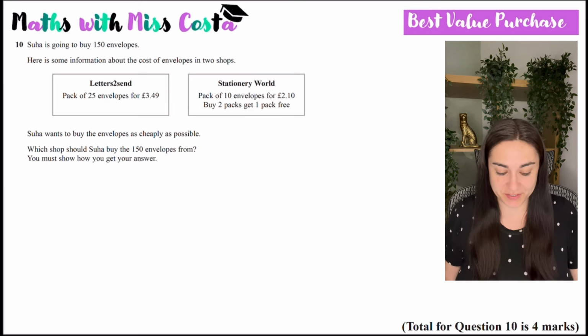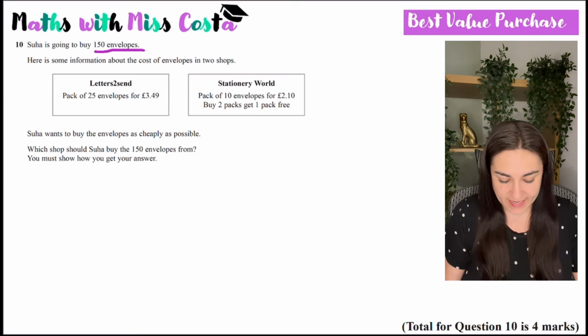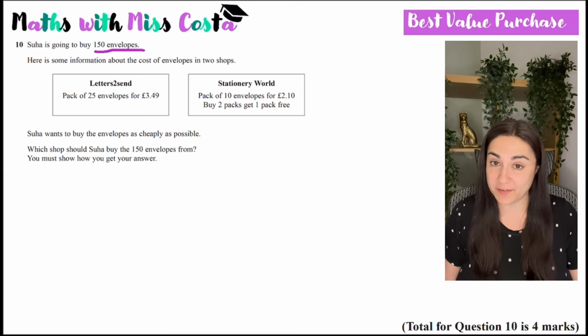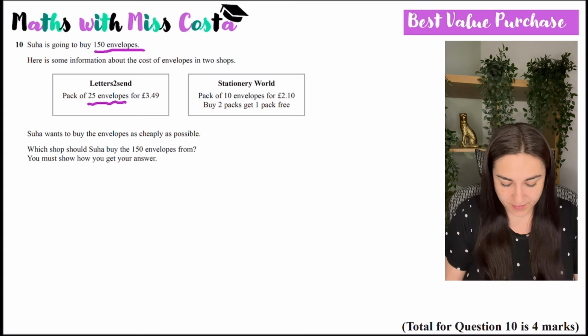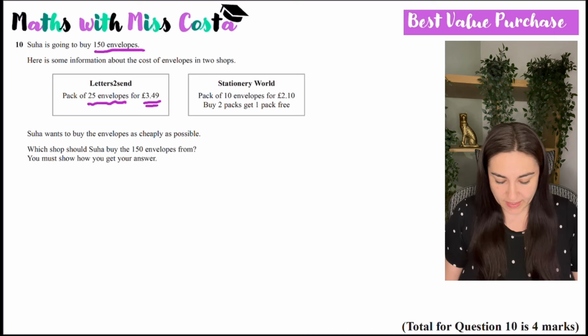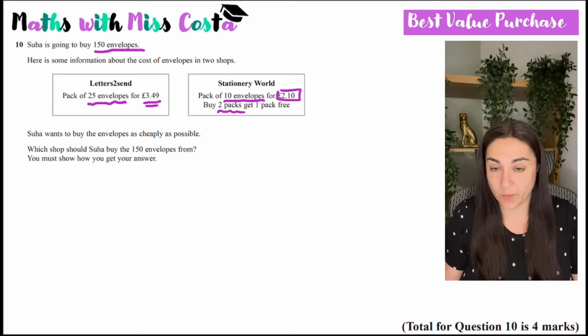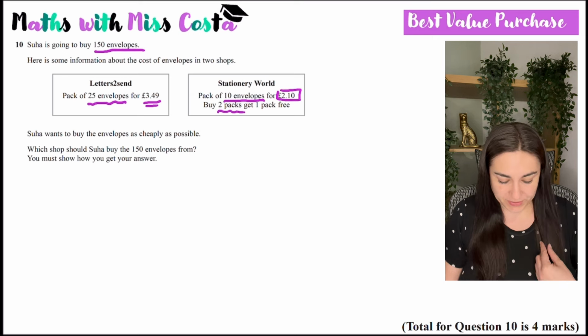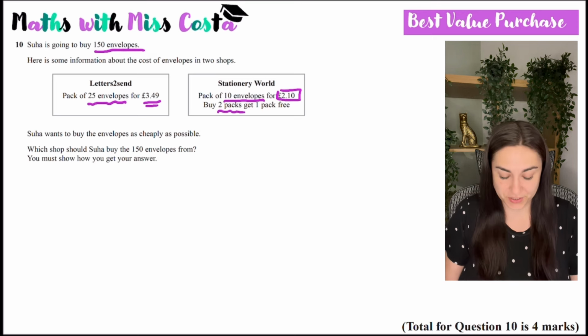Okay, so in this question, I'm told that Suha is going to buy 150 envelopes and here's some information about the cost of envelopes in 2 shops. So in Letters to Send, a pack of 25 envelopes you can buy for £3.49. And in Stationery World, you can buy a pack of 10 envelopes for £2.10. And if you buy 2 packs, you get 1 pack for free. So she wants to buy them as cheaply as possible. So I need to figure out which shop she should do that from.